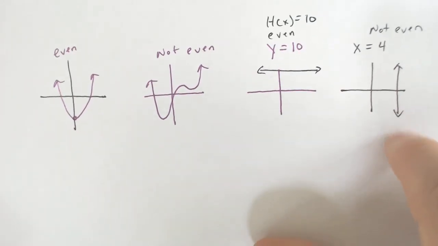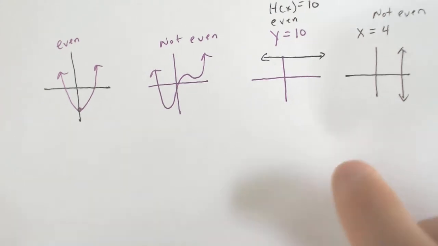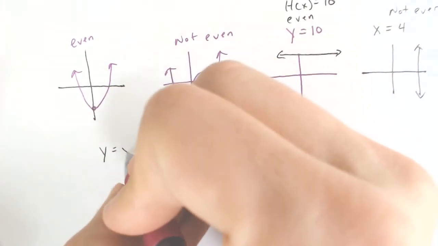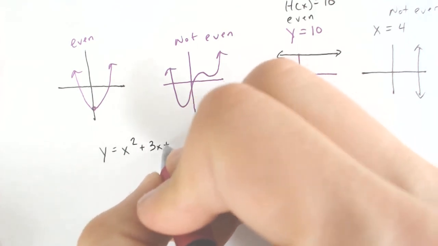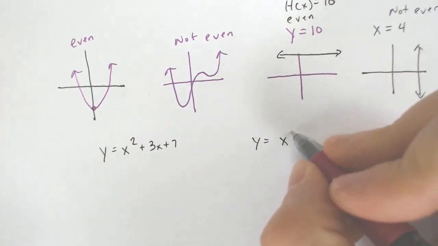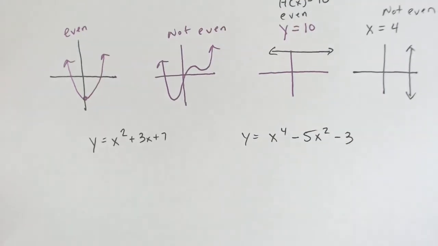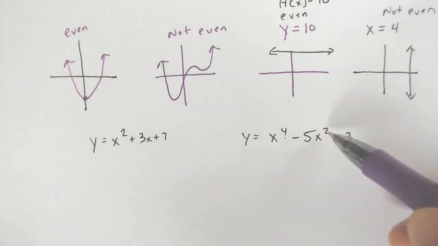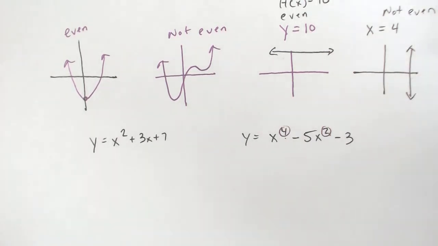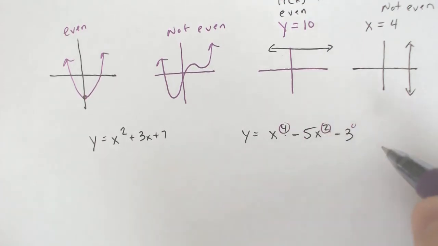And then you get into the scenarios where it's not graphed, and it's not an easy equation, but it's something like this. Y equals x squared plus 3x plus 7, and y equals x to the fourth minus 5x squared minus 3. One of these is even and one of these is not. Here's something I've learned last week, believe it or not: if all of the exponents are even, see how here we have a 4 and here we have a 2, and here technically you don't have an exponent, it's just 3. It's the exponents on the x's. If all of those exponents are even, your function will be even.